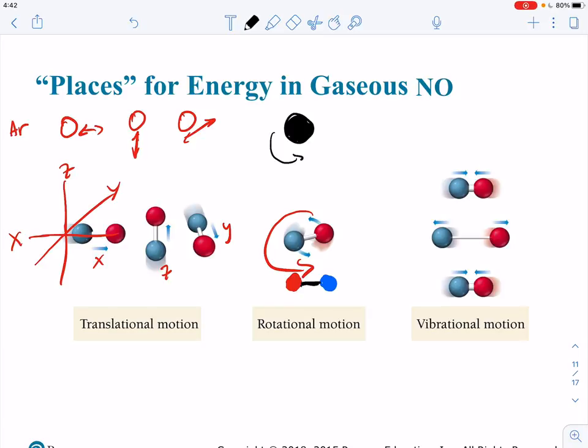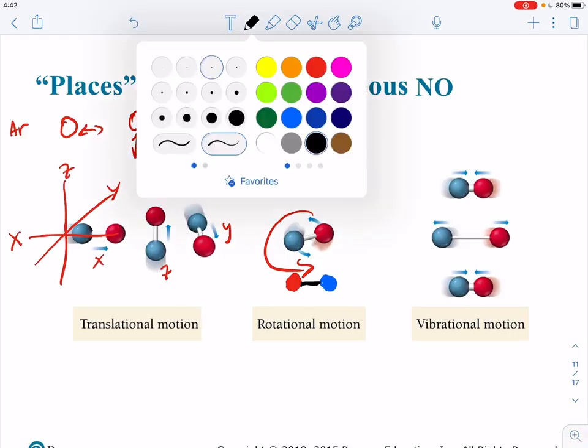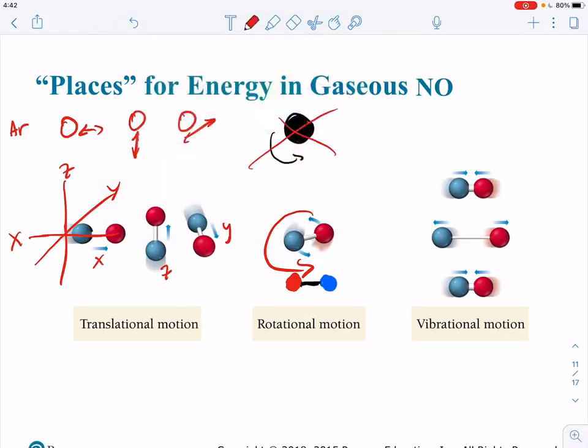There is no change in position of the atoms. You are not adding another equivalent microstate by just rotating the atom. So argon doesn't get any gain in entropy for doing that.